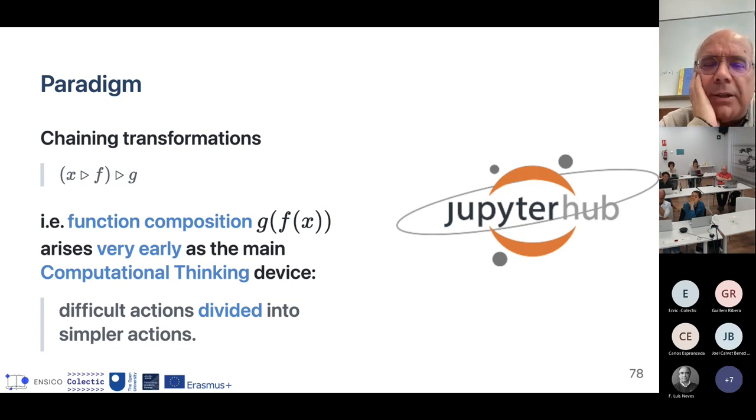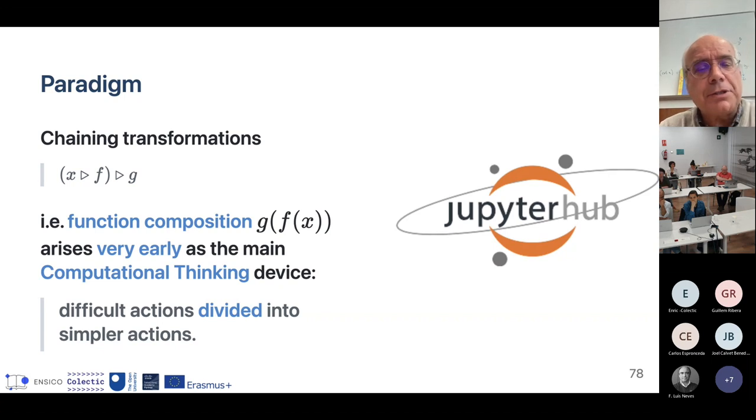What are we doing here? What is the maths which is underneath this triangle? Is function composition. So what we are doing is teaching these young kids functional composition very early. I'm surprised that functional composition, at least in our curriculum in Portugal, is taught in the 10th grade. It's so late. So I believe we are doing something here because they implicitly, without knowing, are playing with function composition, the chaining of transformations, from very early.